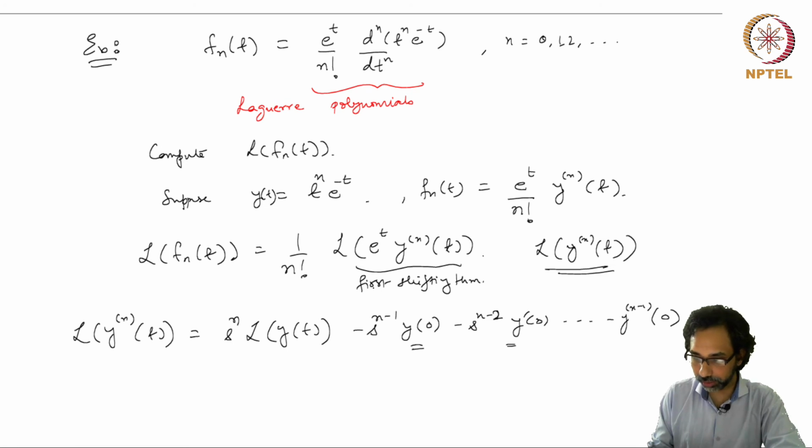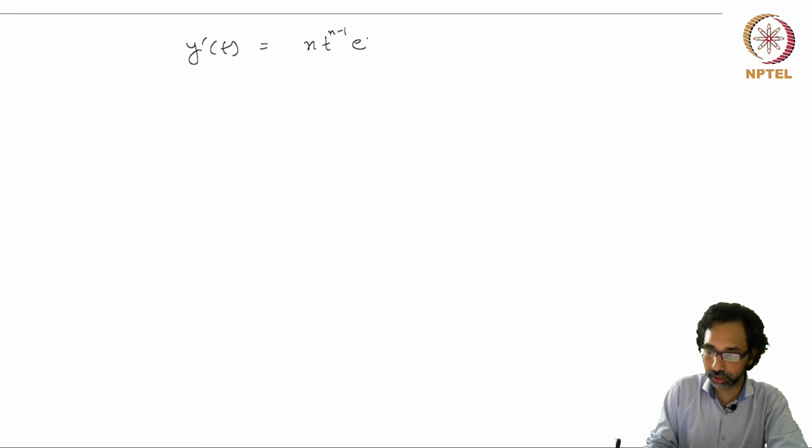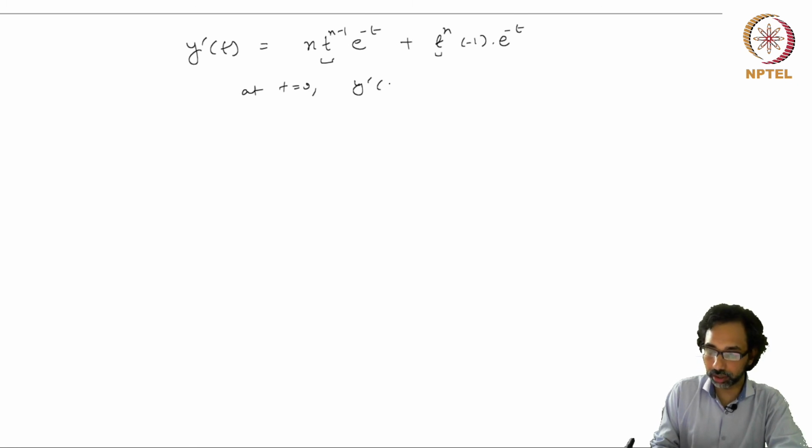Now notice that y(t) is t to the power n times exponential minus t, which means that if you compute, let me go to a new page, if you compute y'(t), this is n t to the power n minus 1 exponential minus t plus t to the power n times minus 1 times exponential minus t. So when you differentiate once, you still have a coefficient of t on both terms, which will make the derivative 0 at t equal to 0. So at t equal to 0, y'(t) equals 0.